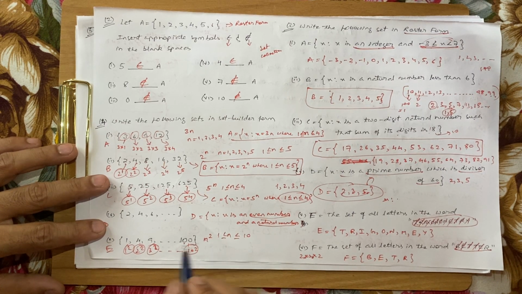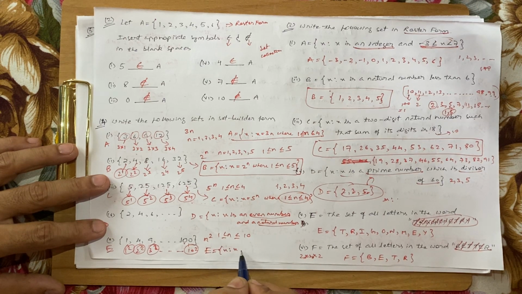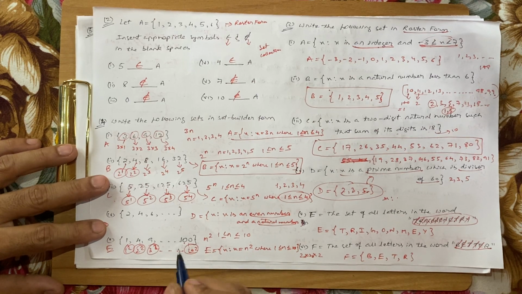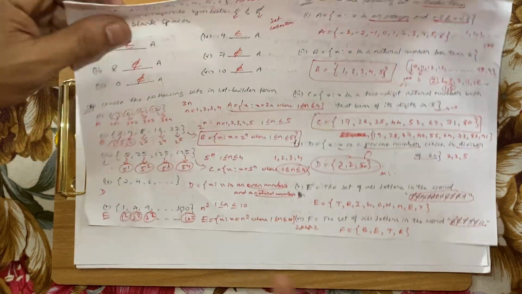When n takes the value 1, you'll get 1. When n becomes 2, it will be 2 square, 4. That is the second element. When n is 3, then 3 square, 3 square is 9, the third element. So in this way, we write the set E is equal to x such that x is equal to n square, where n lies between 1 and 10. The final value that n takes is 10. Okay, this is 10 square. So whenever n is 10, 10 square, that is 100. So I hope this is clear to all of you.